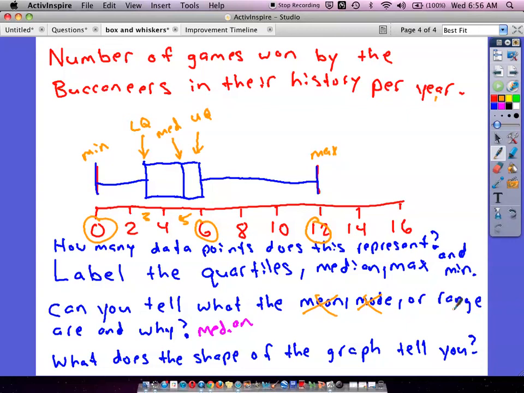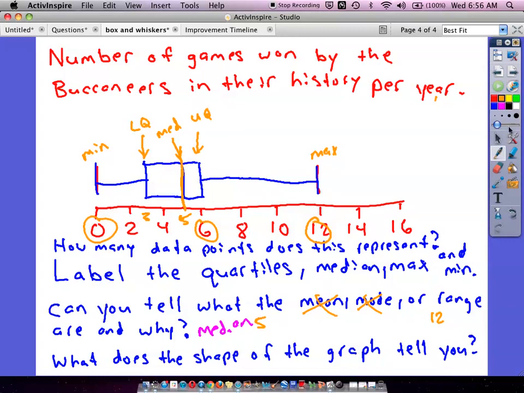The range, that's doable. That's 12 minus 0. So 12 minus 0 is 12. The median is also doable because it's right on the graph, right here. It's 5. So the middle most number of games they won would be 5. If I listed them all out in numerical order from their 0 wins all the way up to their 12 wins, 5 would be in the middle.